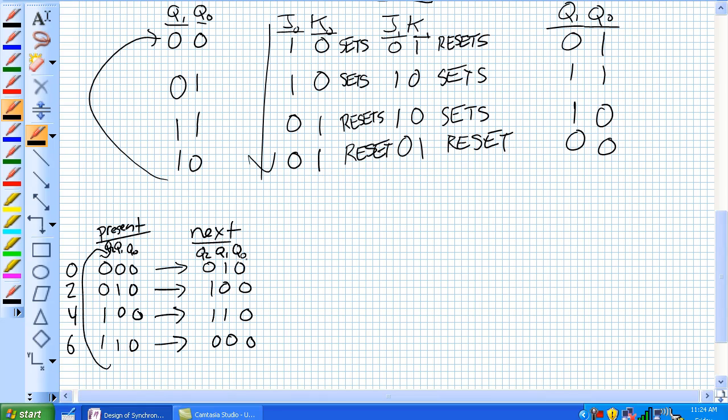How many stages do we need? Well, it's 3 bits, so obviously we're going to need 3 JK flip-flops. But remember how I said there's a little bit of an art to this thing here? Just look at Q0. It's never changing. It's always a 0. So yeah, you could do this whole analysis, but remember, this is a 3-bit K-map because now our present state has 3 bits, Q2, Q1, and Q0.